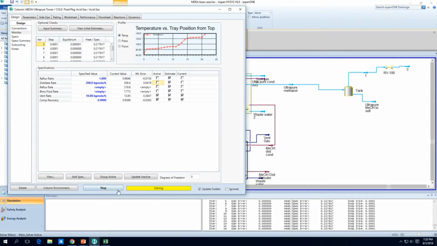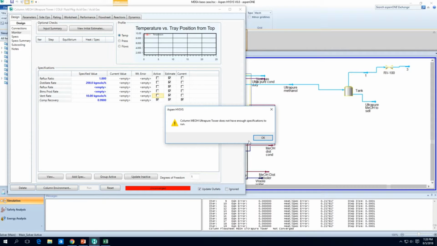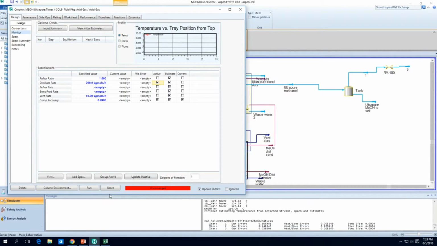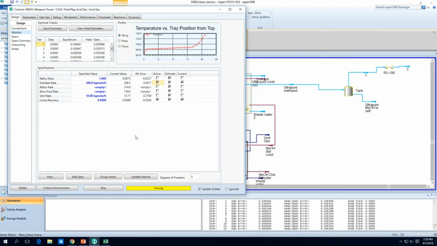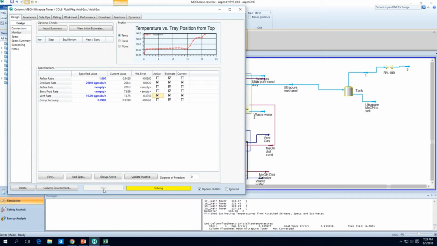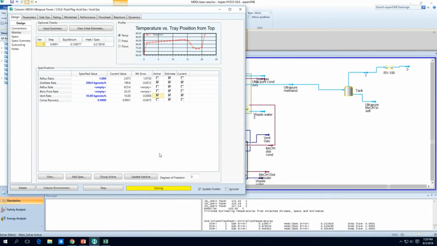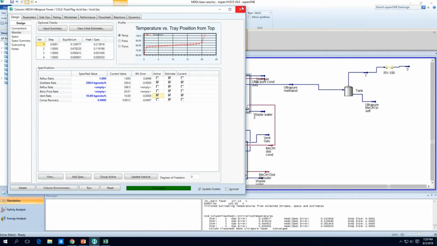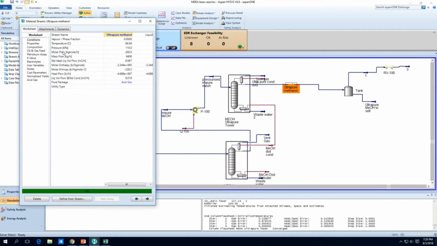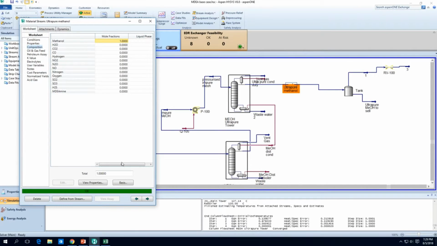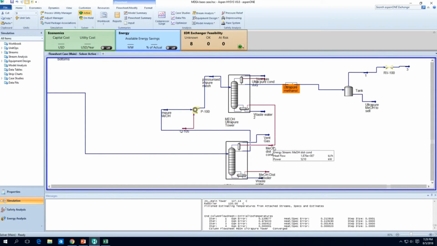Okay. So we need more specifications. Let's look at this. Okay, it seems we have to manually set the rates. So let's just do this first. Stop, run. Now it's converged. Okay. Well, it's nearly pure methanol basically. Yeah, so we double the reflux.